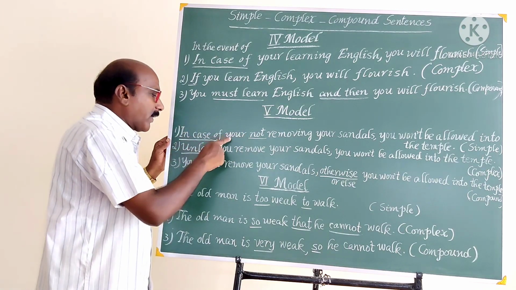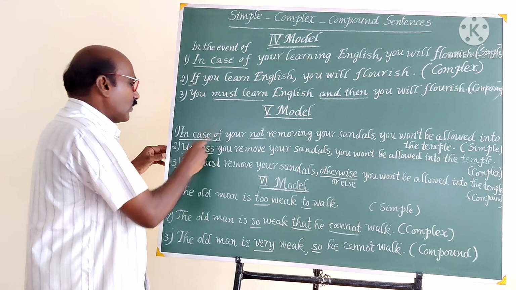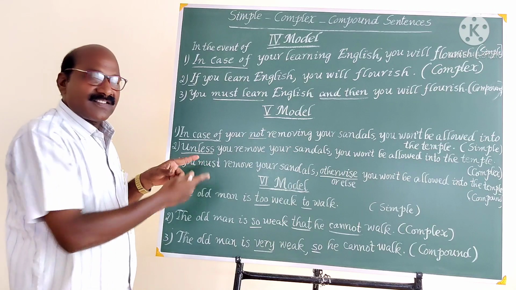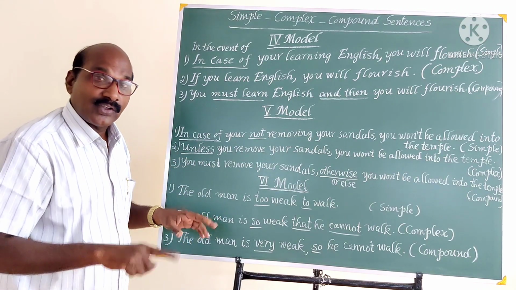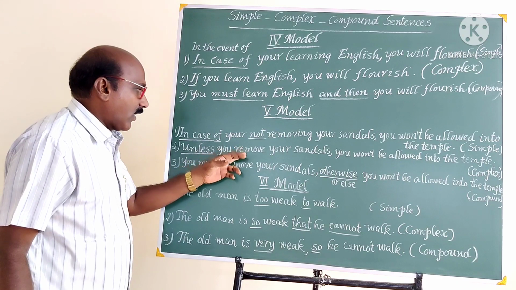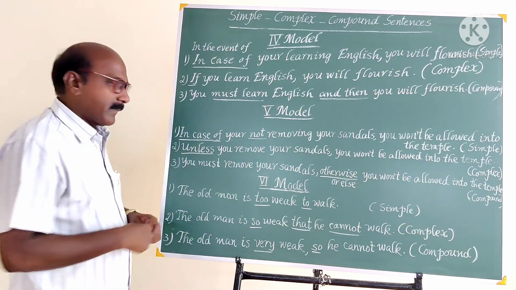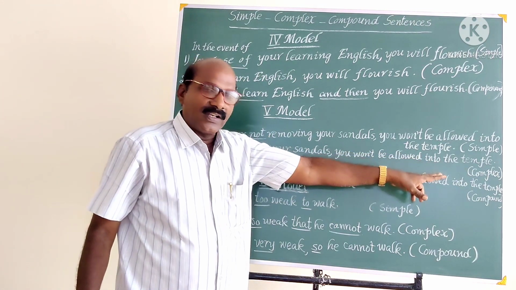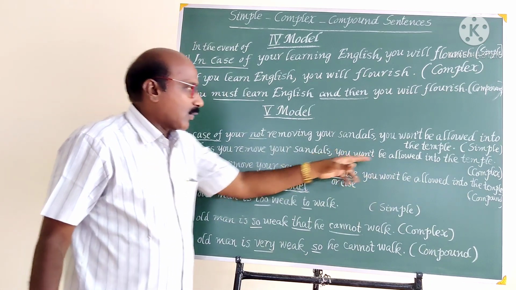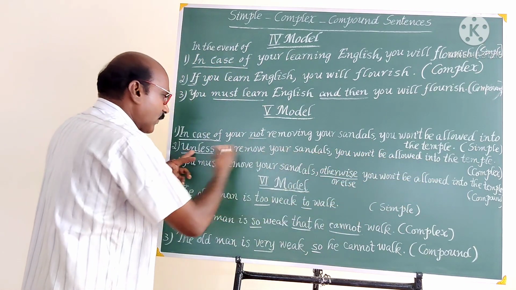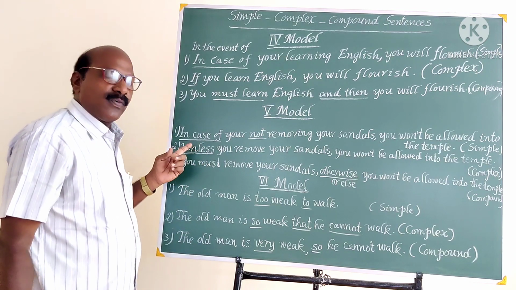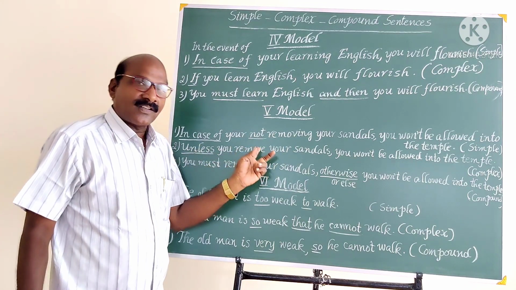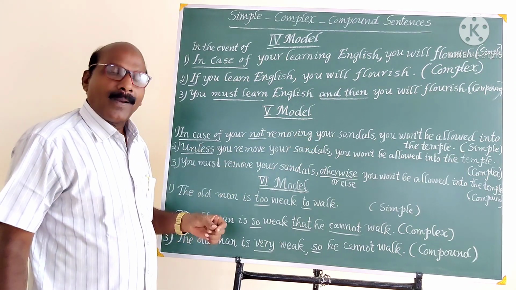To change such type of sentences into complex, we have to use unless. In place of in case of not, you can use unless. Sometimes you can also use if you do not. If you do not remove your sandals, or unless you remove your sandals, you won't be allowed into the temple. It is a complex sentence because it has one main clause and one subordinate clause. By prefixing if or unless, you get the subordinate clause. Combination of one main clause and one subordinate clause gives a complex sentence.